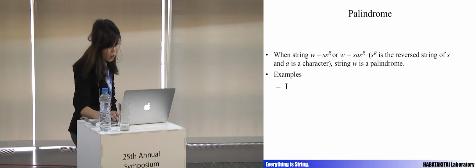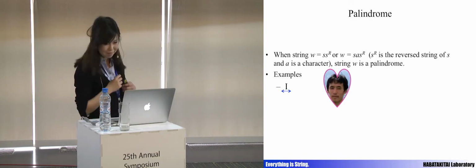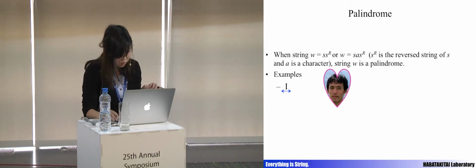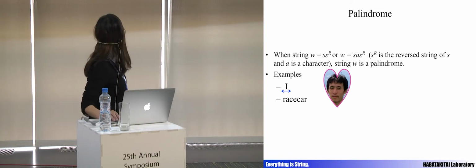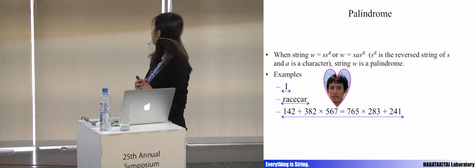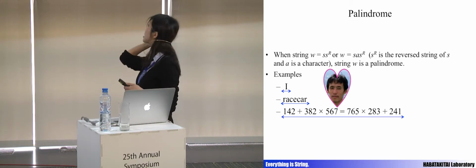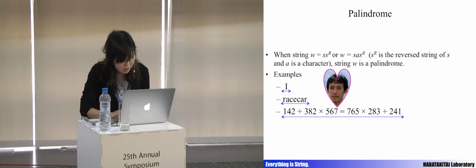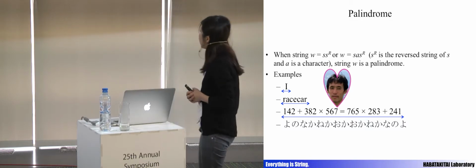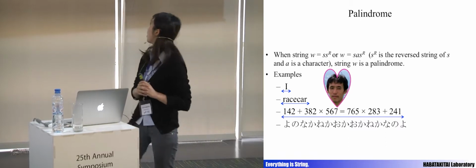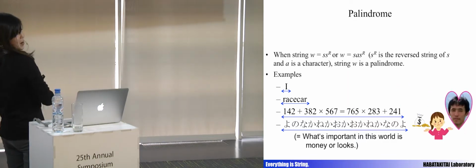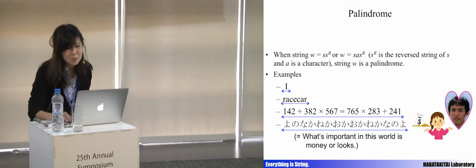This is the surname of the first author of this paper, which is the shortest and narrowest palindrome in the world. The next is Reska. It is one palindrome. And this is a curled palindrome, which is mathematically correct. The last one is my favorite Japanese palindrome. I can read: yo no na ka ne ka o ka o ka ne ka na no yo. It means what is important in this world is money or legs.